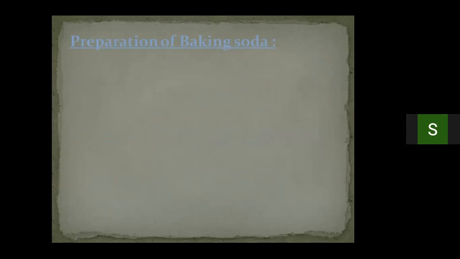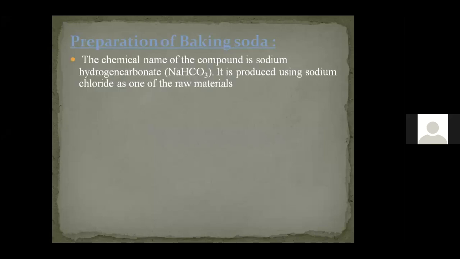What is the formula of NaHCO3? NaHCO3 is sodium hydrogen carbonate, also called sodium bicarbonate. So how can we prepare sodium bicarbonate? The chemical name of the compound is sodium hydrogen carbonate or sodium bicarbonate.